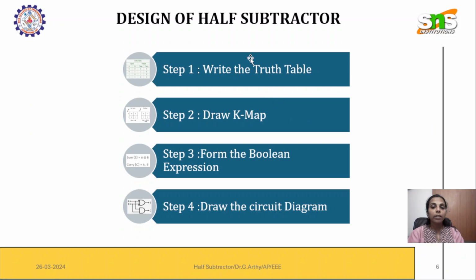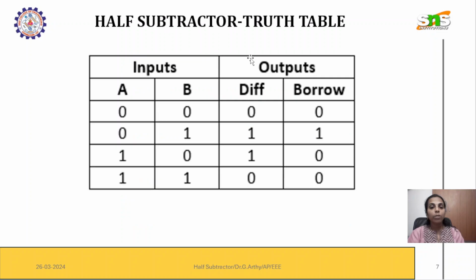This is the design procedure of half subtractor wherein first we will draw the truth table, that is the different conditions, the relationship between the input and the output. Then we'll draw a K-map. Then from the K-map Boolean expressions have to be arrived at, and then we'll draw a circuit. So this is half subtractor with inputs A and B. We have two inputs and two outputs.